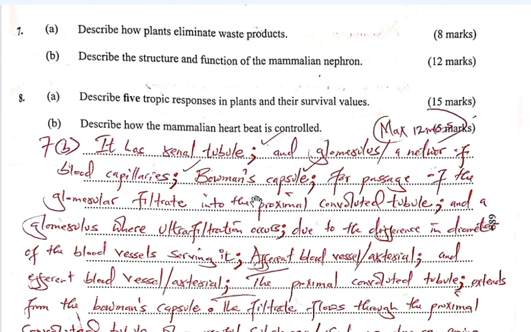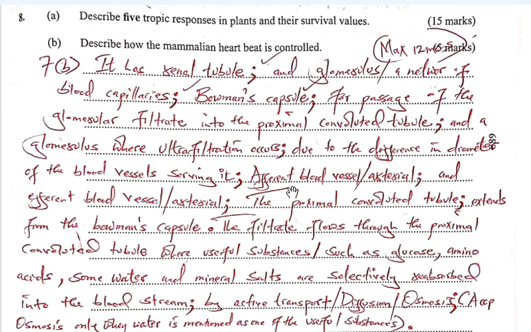Then describe the structure and function of the mammalian nephron. We can say it has a renal tubule and a glomerulus, which involves a network of blood capillaries, and the Bowman's capsule, which allows passage of glomerular filtrate into the proximal convoluted tubule. In the glomerulus ultrafiltration occurs, and that is due to the difference in diameter of the blood vessels serving it. The two are the afferent blood vessel and the efferent blood vessel.